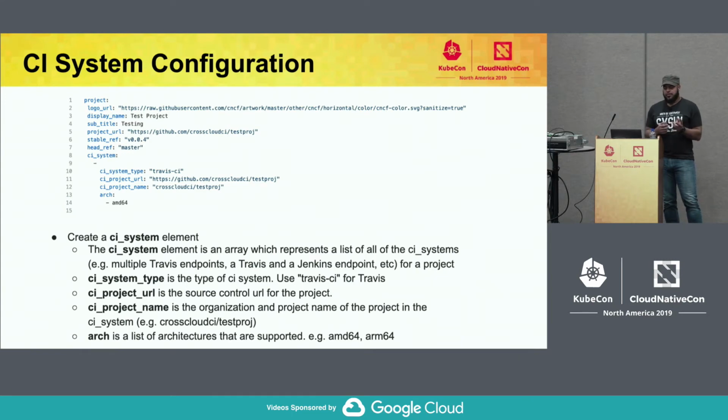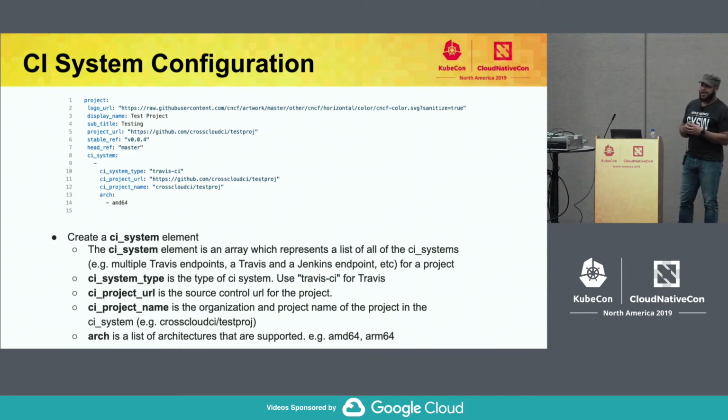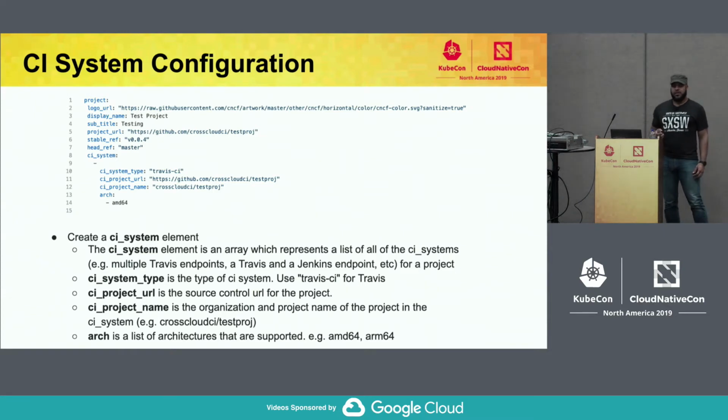The system type is, in the Travis example, the Travis CI system type. The project URL is going to be most likely a GitHub URL for your project. And then the project name really is the identifier within your CI system. Most likely it's the organization / project name. And architecture is the list of architectures that you support in your CI system, which would be x86, maybe ARM. Let's go through all these.